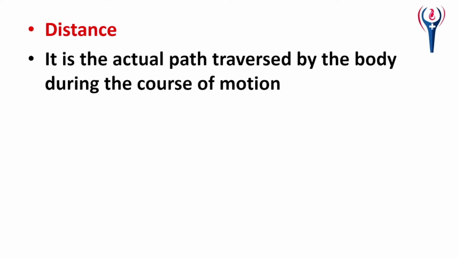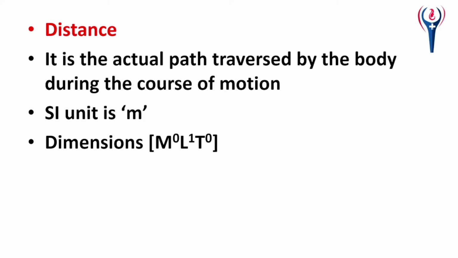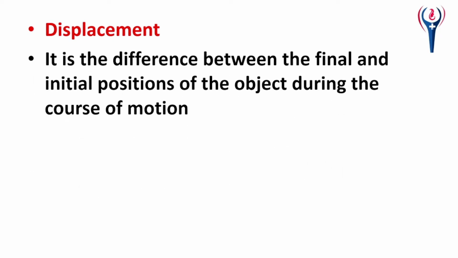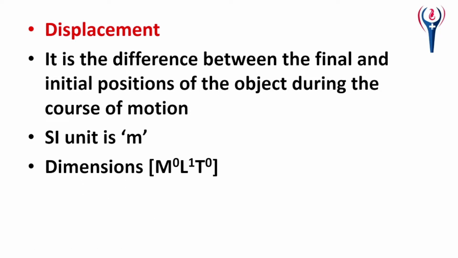Distance. Distance is the actual path traversed by the body during the course of motion. SI unit of distance: meter. Dimension: L, that is M to the power 0, T to the power 0, just L. Displacement is the difference between the final and initial position of the object. SI unit meter, dimension formula same, L.